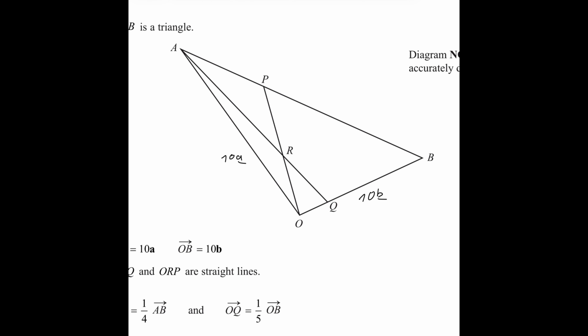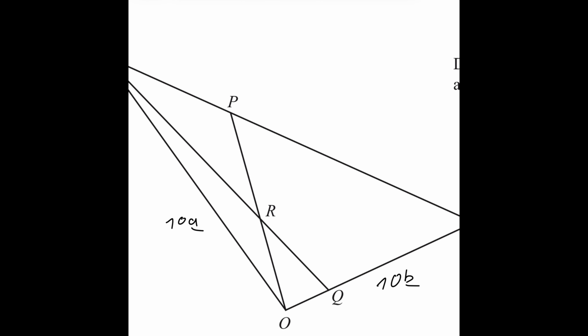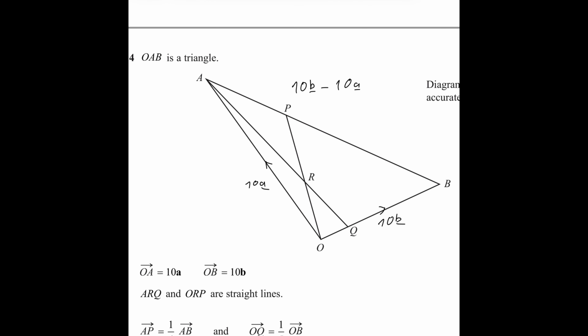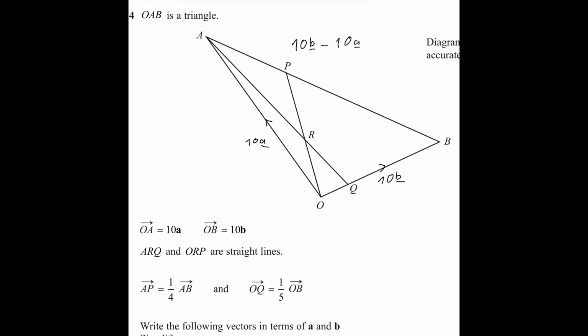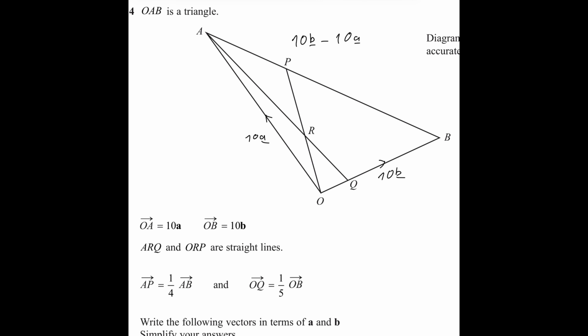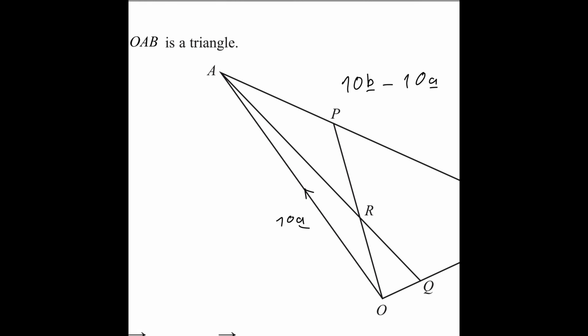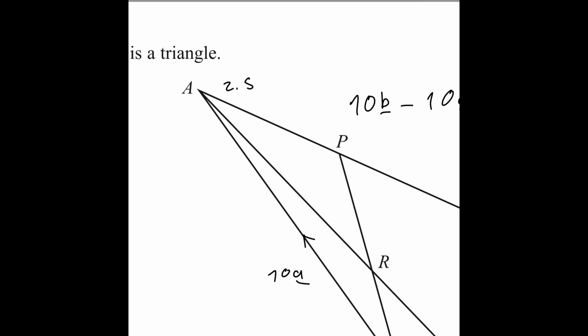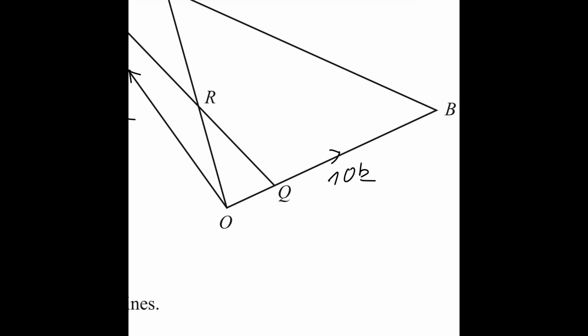If we look at the vector A to B, you go from A to O and O to B. So it's going to be 10B minus 10A. Because remember that vectors have direction, so it's very important. Since we're going from A to O, it's the opposite of 10A, so it's minus 10A. And since we know AP is a quarter of that, of 10B minus 10A, it's going to be 2.5B minus 2.5A. And we also know that OQ is a fifth of OB, so OQ is 2B.